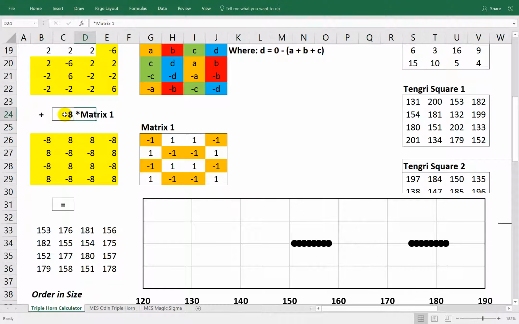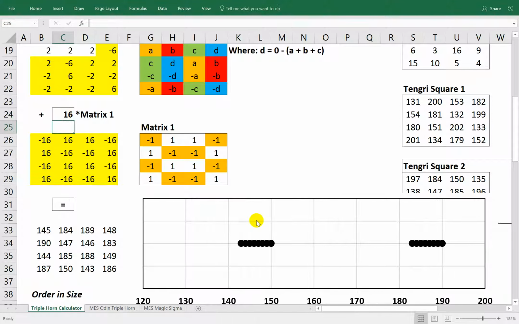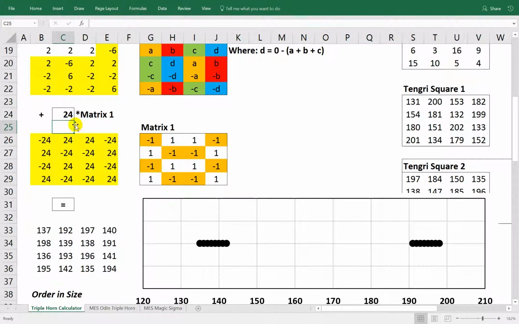Now if you put another 16, what happens here in this matrix? It moves this even further. Let's go with 24. Yeah, so we're moving by 4. So what happens is it moves it by 4. Let's go back to 0.